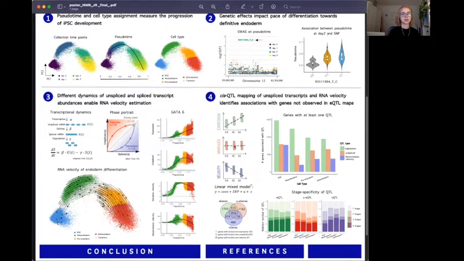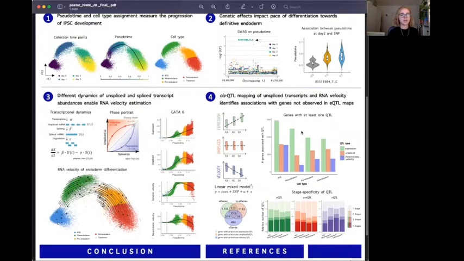Lastly, we associated the obtained molecular intermediates from step 3, expression, unspliced abundances, and velocity, with genetic variants in a cell type specific manner. And for this, we used a linear mixed model. Looking at expression QTL, we find per cell type over 1,000 genes that have at least one QTL, and these 1,000 are depicted in green here.